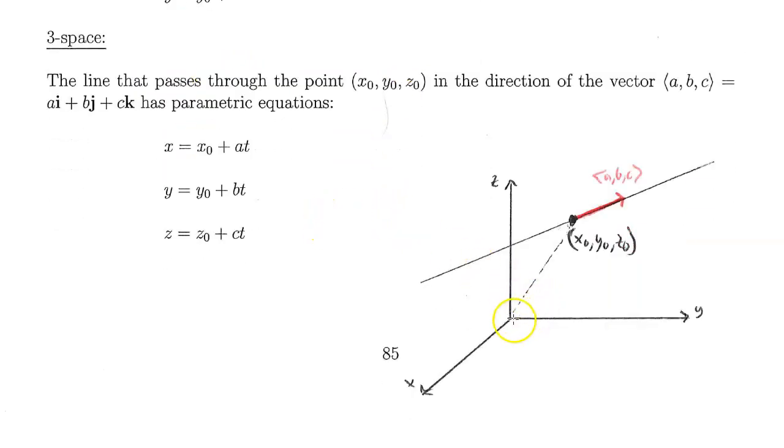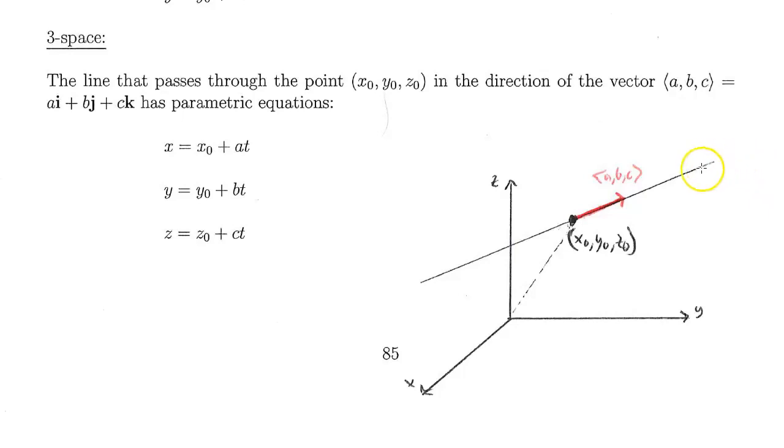So notice what the picture looks like in 3-space. You have this point out here in 3-dimensional space, x naught, y naught, z naught, and you have a direction vector, and this line is passing through 3-dimensional space here. But once you specify that point and the direction the line is facing in, you've determined what that line is completely. So the line that passes through the point x naught, y naught, z naught in the direction of the vector abc has parametric equations this: x equals x naught plus at, y equals y naught plus bt, z equals z naught plus ct.